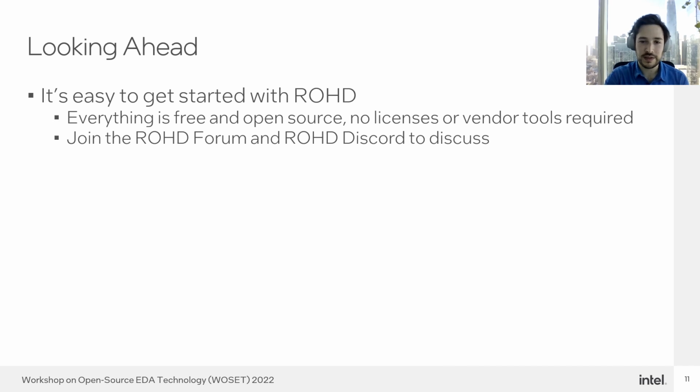Getting started with ROHD is easy. Everything is free and open source, full documentation is available, no licenses are required. The ROHD forum runs monthly as an hour-long meeting discussing ROHD development, and it's open to anyone to join. There's also a Discord server for ROHD open to anyone to talk about anything ROHD related. Links for both of these are available on the ROHD GitHub page.